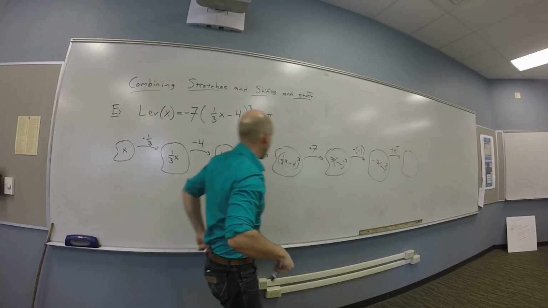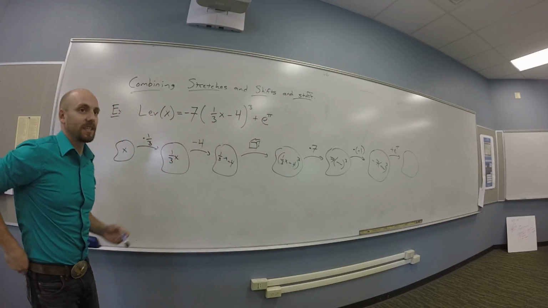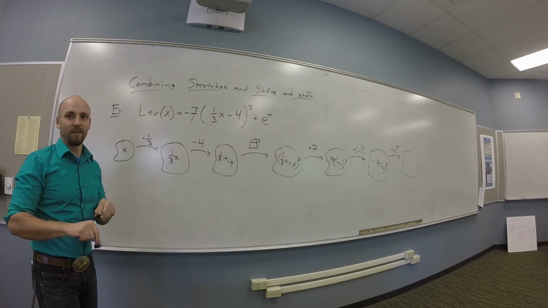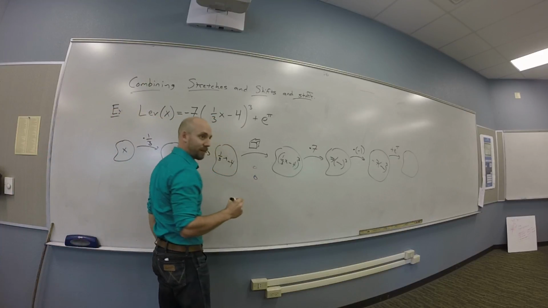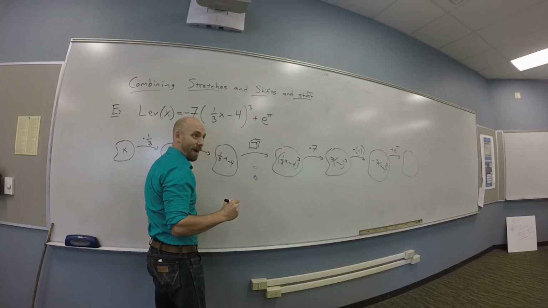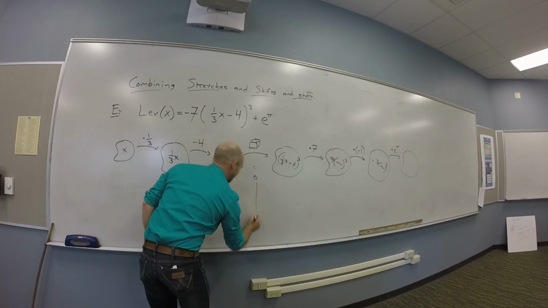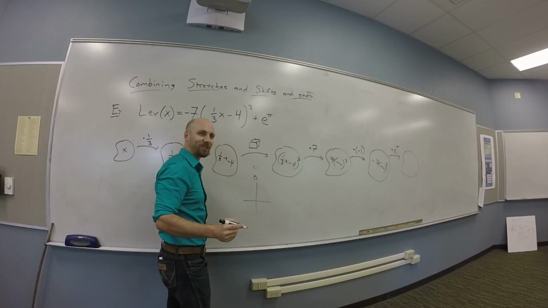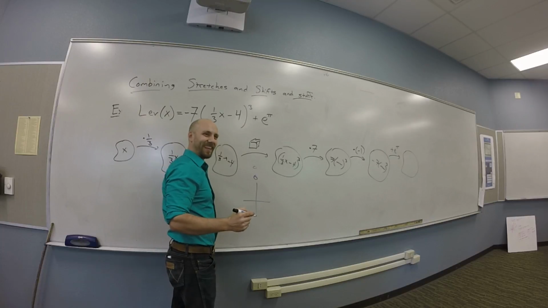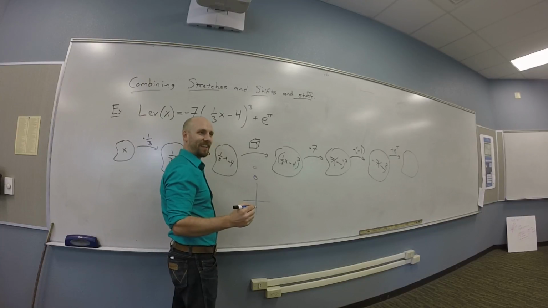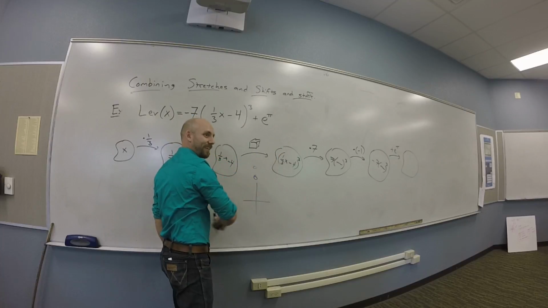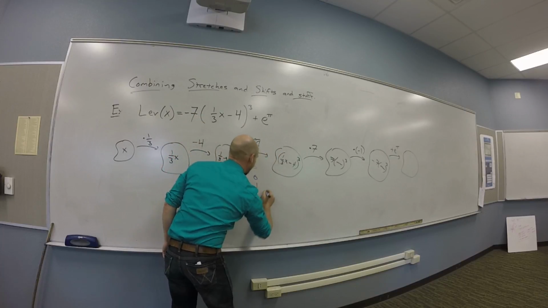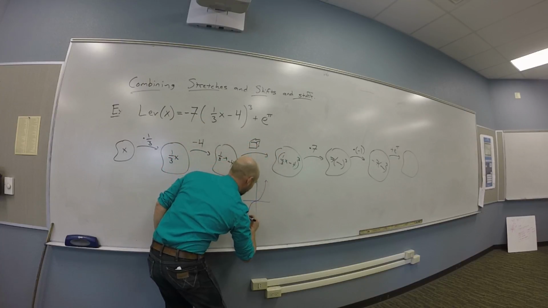Okay? So, which of these things is the rule I know about? Cubing. I know how to draw cubing. What does cubing look like? It looks like squaring, except a lot steeper. No, it goes like whoop-de-doo, right? It's not an exponential, it's a polynomial.